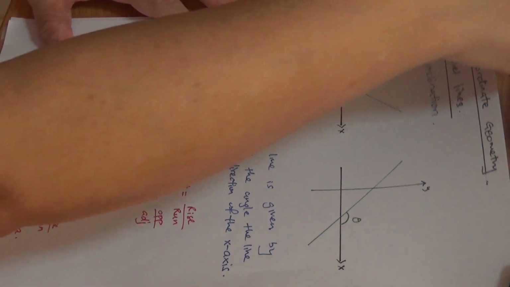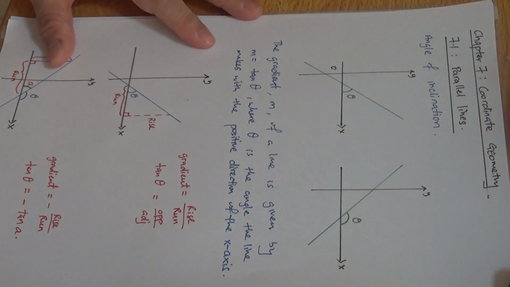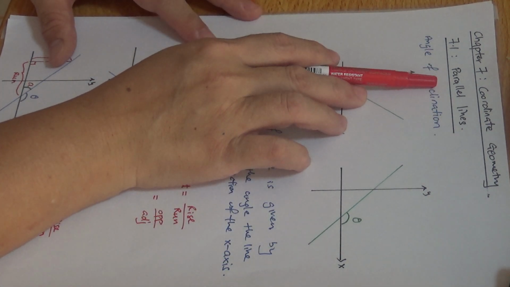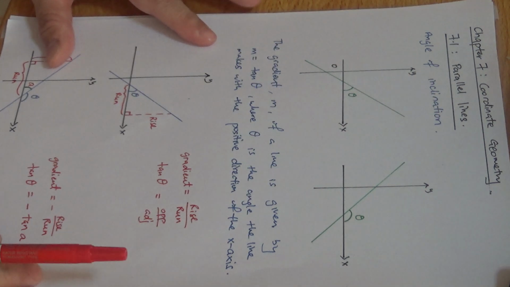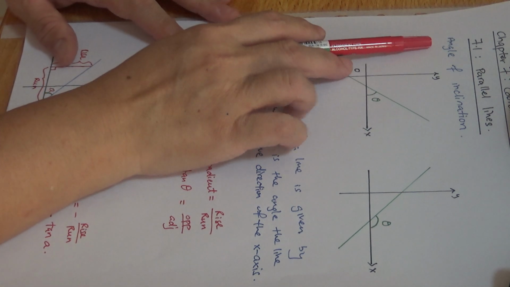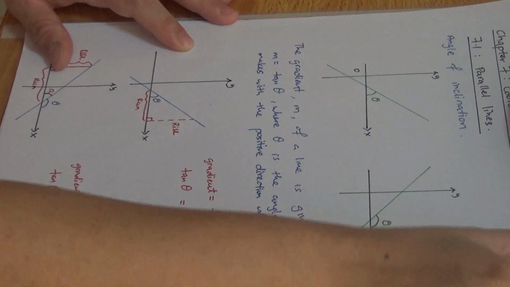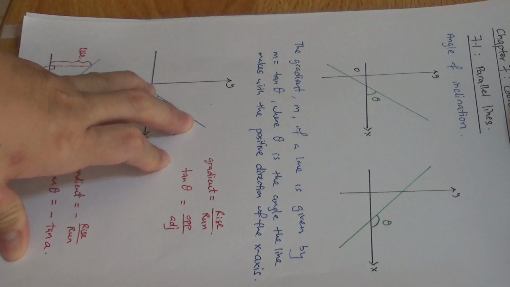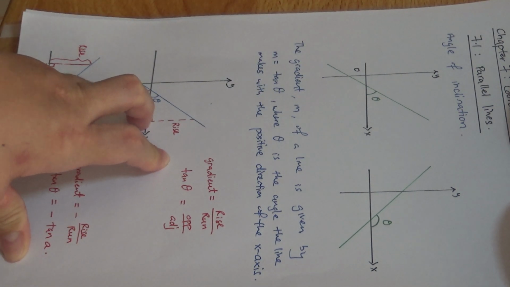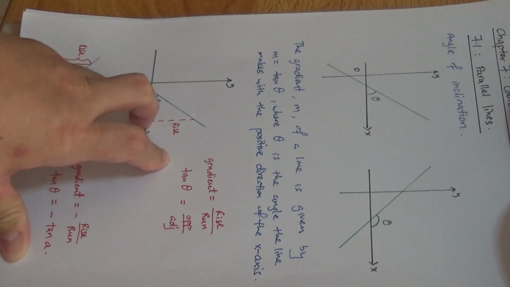Good morning, class. Today we are going on to chapter 7 of your A Maths, and that is on coordinate geometry. Okay, coordinate geometry, and we are starting with section 7.1, parallel lines. Now before I go on to parallel lines, I want you to take note that there's something called the angle of inclination, as given on page 157 of your textbook.